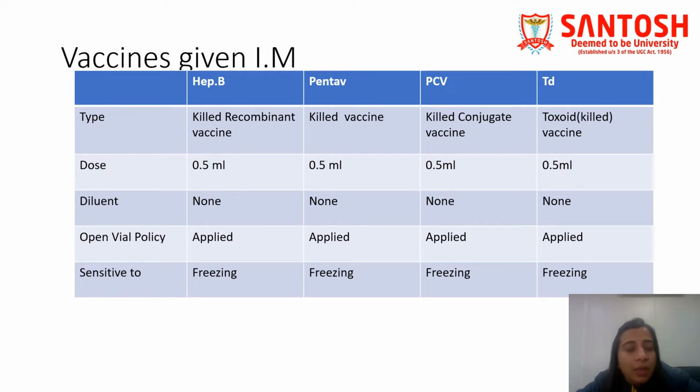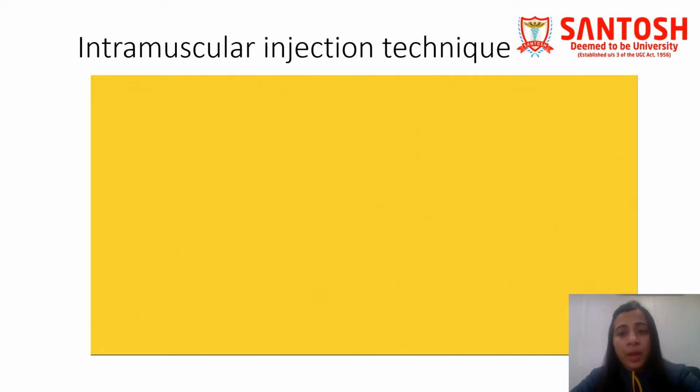So the vaccines that are given IM are hepatitis B, pentavalent, pneumococcal vaccine, and the toxoids, tetanus and diphtheria toxoid. All these vaccines, the dose is 0.5 ml and the open vial policy is applied to all of them. So here I'd like to play a video for you to understand the intramuscular injection technique better.